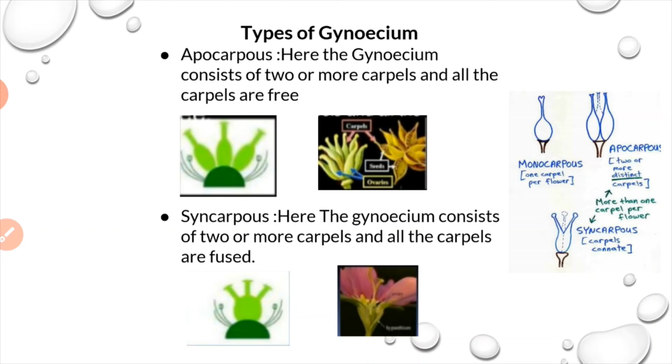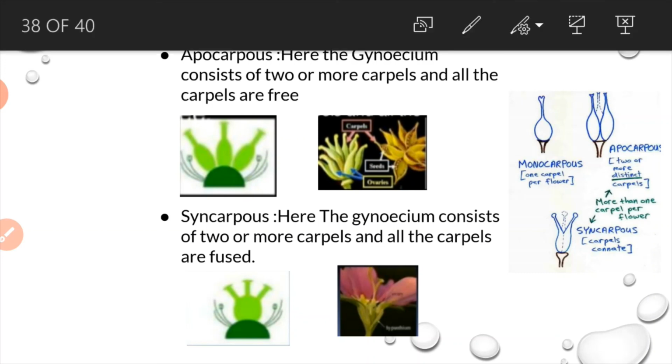Now, if it is with one pistil per flower, then the condition is known as monocarpellary. If there are two, then it will be known as bicarpellary. If there are three, then tricarpellary, four tetracarpellary, five pentacarpellary. Now, if there are more than five, then it will be known as polycarpellary.